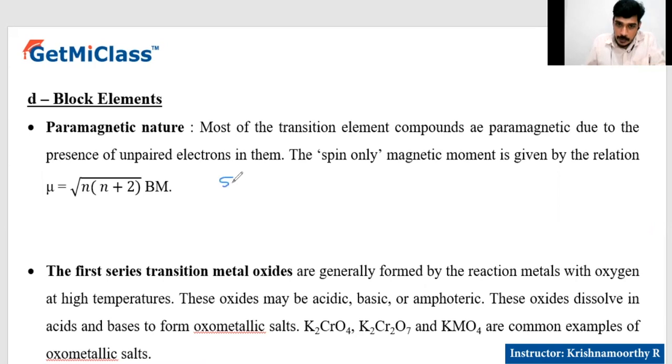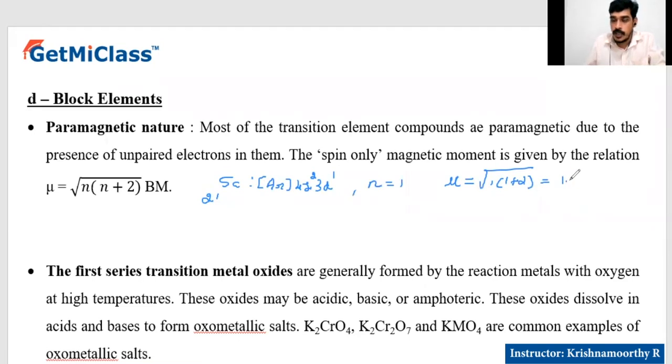We can calculate the magnetic moment of scandium now. See, atomic number 21 means the configuration of scandium is argon followed by 4s2 and 3d1. So the total number of unpaired electrons here is 1. So put the value of n within this formula. This is root of 1 into 1 plus 2, which is root 3. Root 3 is very near to root 4, so the answer should be less than 2, since the square root of 4 is 2. So 1.7 something, 1.73 Bohr magneton. This is the magnetic moment value for scandium.